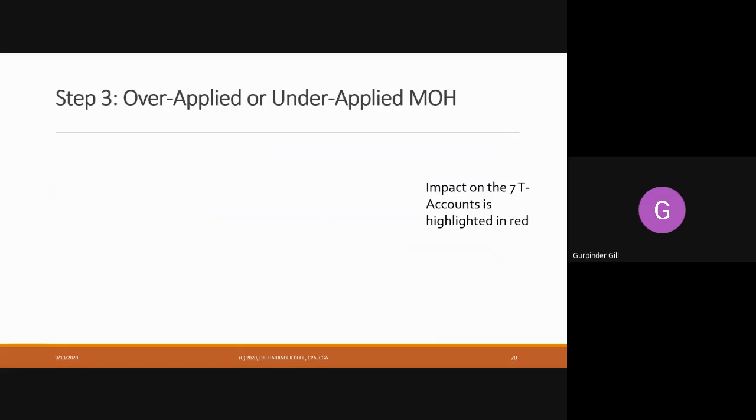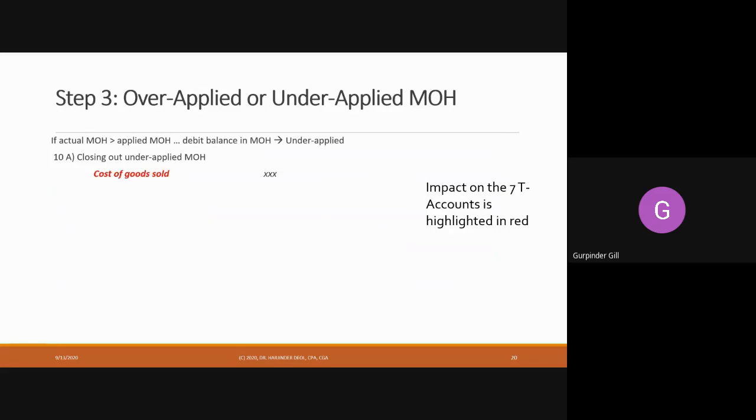That brings us to step 3, which is dealing with the over-applied or under-applied manufacturing overhead. Now, if you conceptualize your manufacturing overhead account, what you see on the debit side or on the left-hand side of your T account is your actual cost. What you see on the credit side of your manufacturing overhead account is the applied manufacturing overhead. So at the end of the period, we look at the ending balance in our manufacturing overhead account to see whether it was over-applied or under-applied.